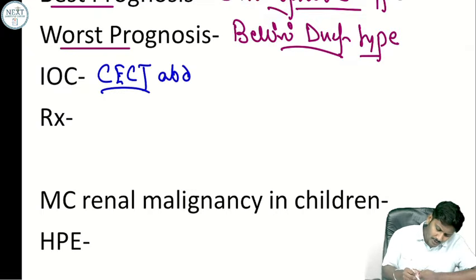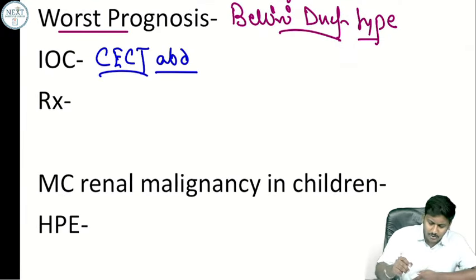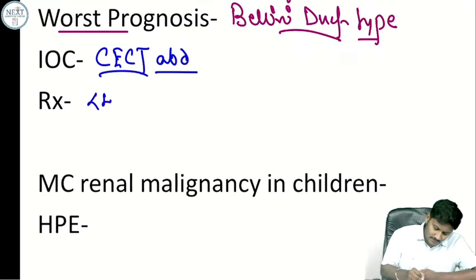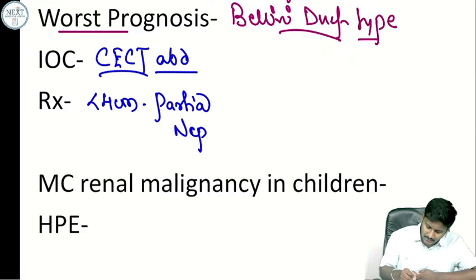Now, treatment is nothing else but we have to remove the kidneys, that is called nephrectomy. Now, whether we should go for a partial nephrectomy or a radical nephrectomy, that usually depends on the size of cancer. If they say the size of cancer is usually less than 4 centimeters, then we tend to go for a partial nephrectomy only. Whenever the size of cancer is less, that is less than 4 centimeter, we tend to go for a partial nephrectomy.